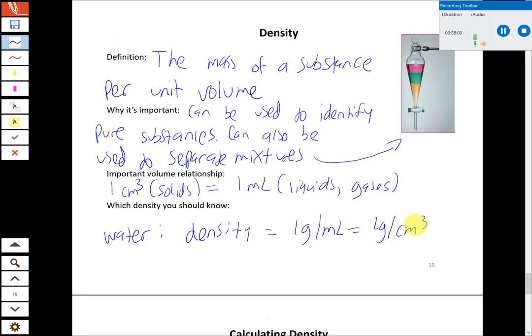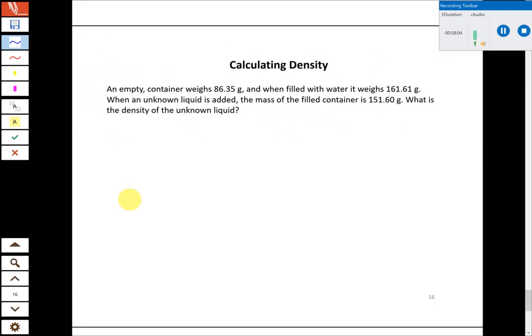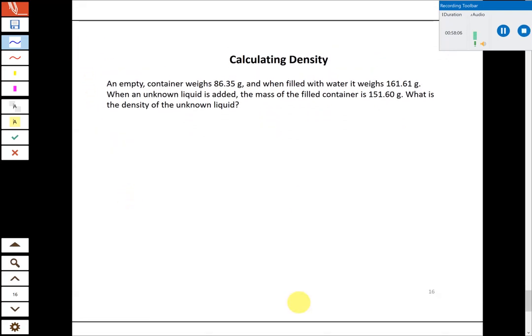All right, so let's talk a little bit about how to calculate density. In this sample problem, we have an empty container that weighs 86.35 grams. When we fill it with water, it weighs 161.61 grams. When the unknown liquid is added and the container is filled, it weighs 151.60 grams. What is the density of the unknown liquid? This is actually going to be a two-step problem.